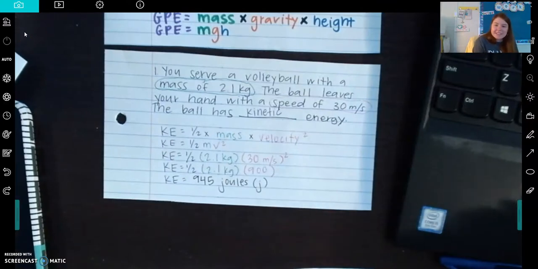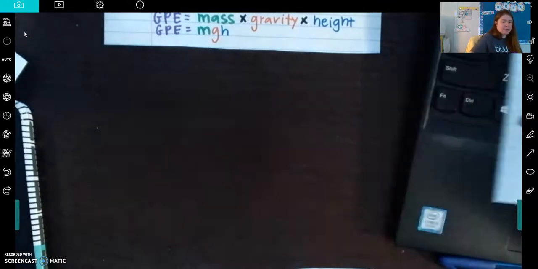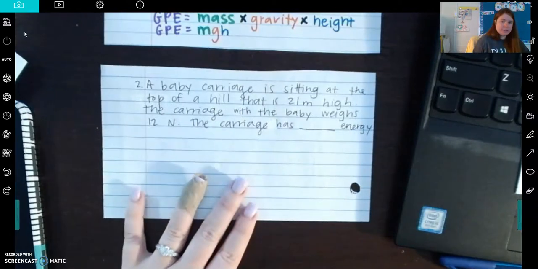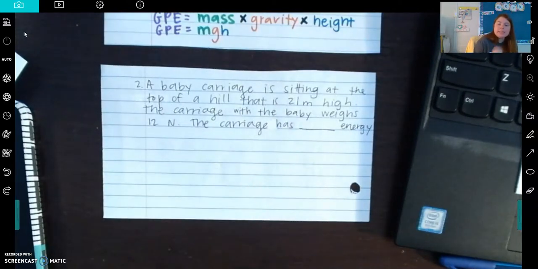So let's move on to our second example. Our second example is this one. A baby carriage is sitting at the top of a hill that is 21 meters high. The carriage with the baby weighs 12 newtons. The carriage has this kind of energy. Pause the video here to record this second example before we move on.